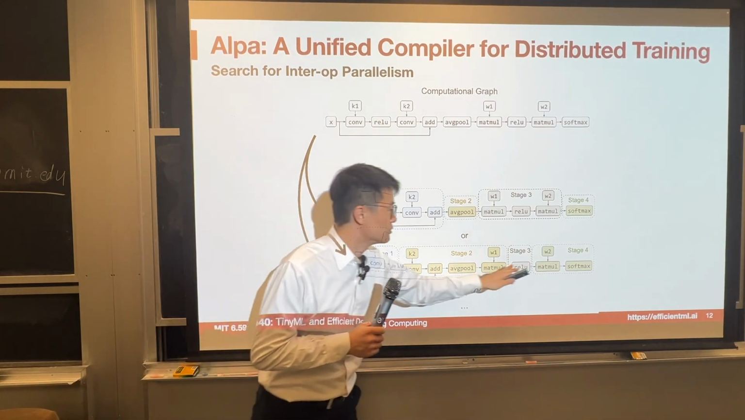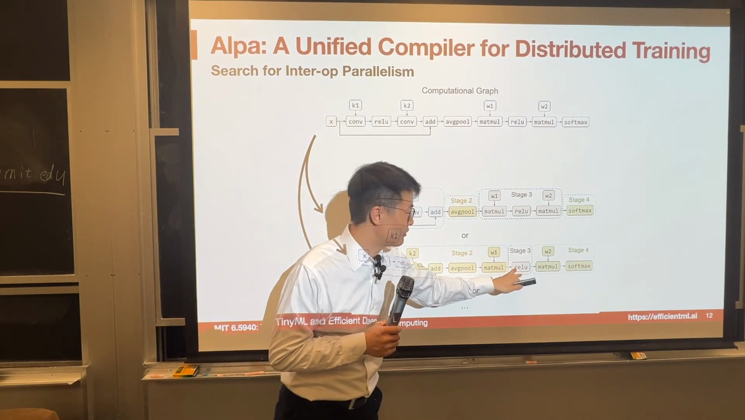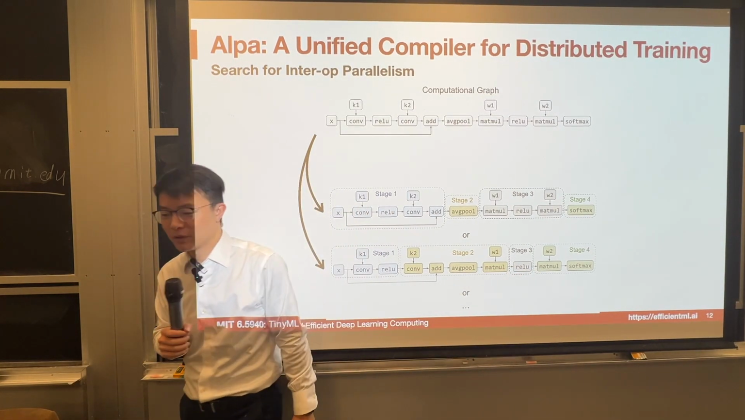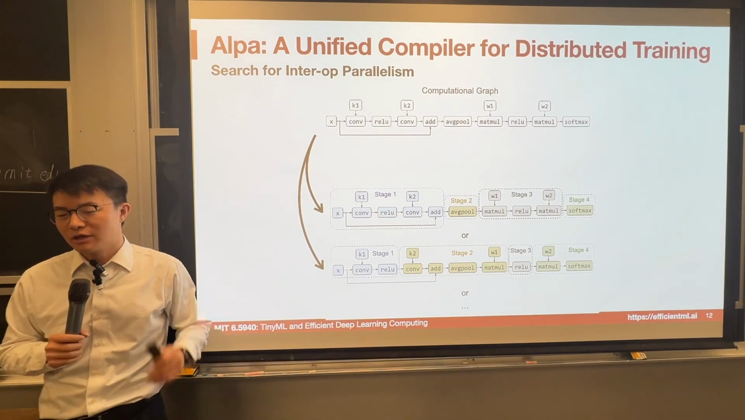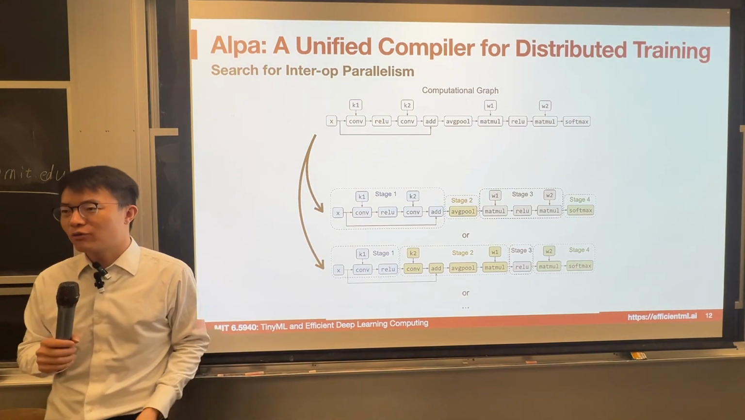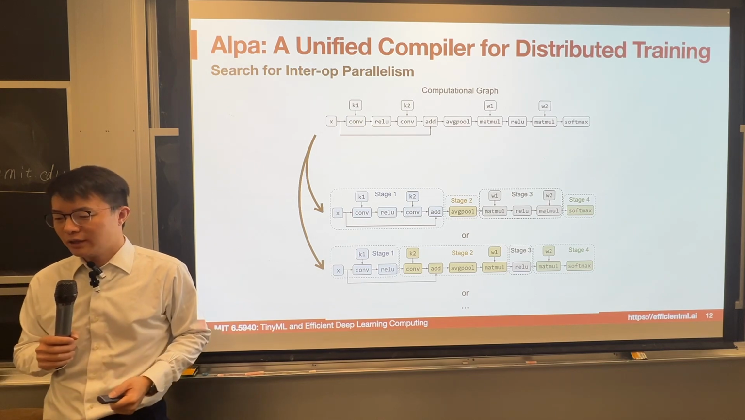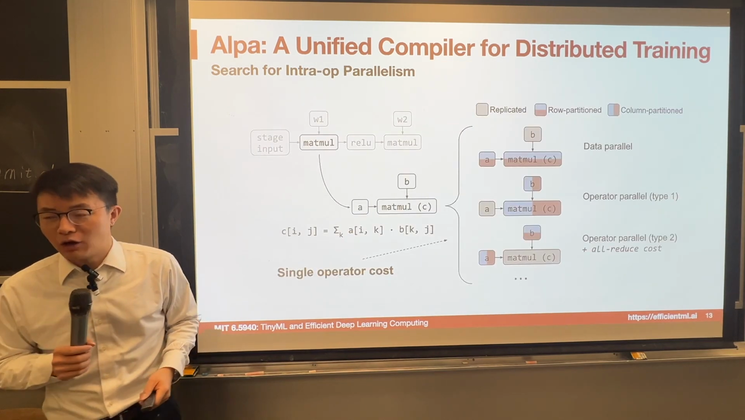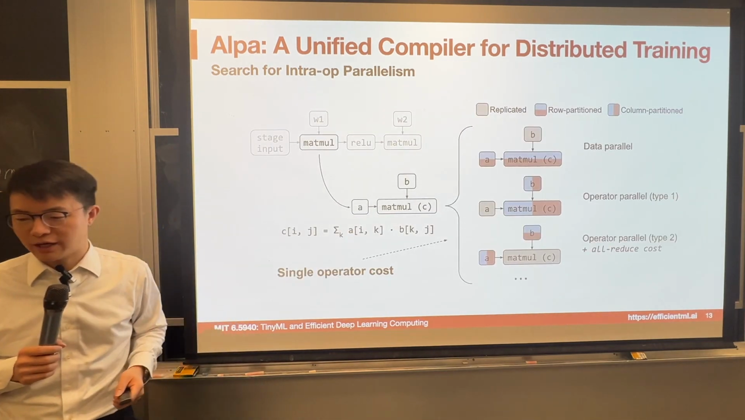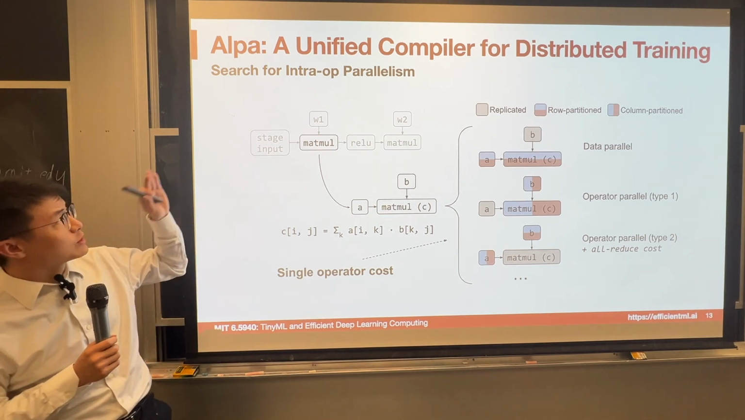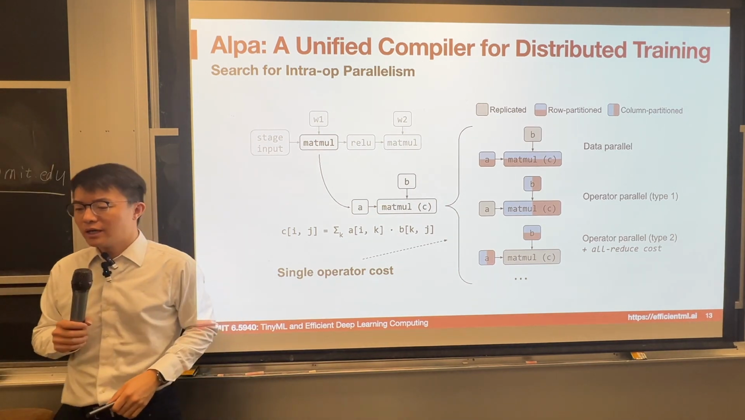Stage 1, 2, and maybe this is a very fast one. So this may not be a good one as well. So rather than manually deciding which ones to group together, ALPA automatically finds that. So this is about intra-operator parallelism.